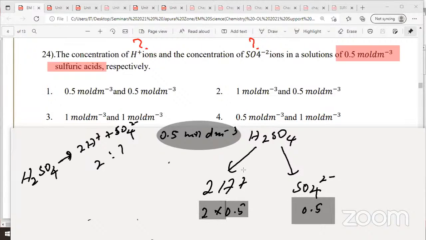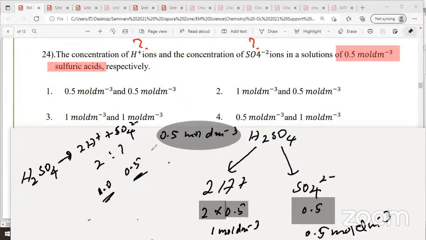If you multiply this by 2, it becomes 1 mole per cubic decimeter. This will be 0.5 moles per cubic decimeter. What is the answer? That means hydrogen ion will be 2 times the sulfate. So when this becomes 1, this becomes 0.5, the same ratio. This is 1.0, this is 0.5. The answer is respectively, H plus ion should come first. Please raise your hand if you got the answer. Answer is second.